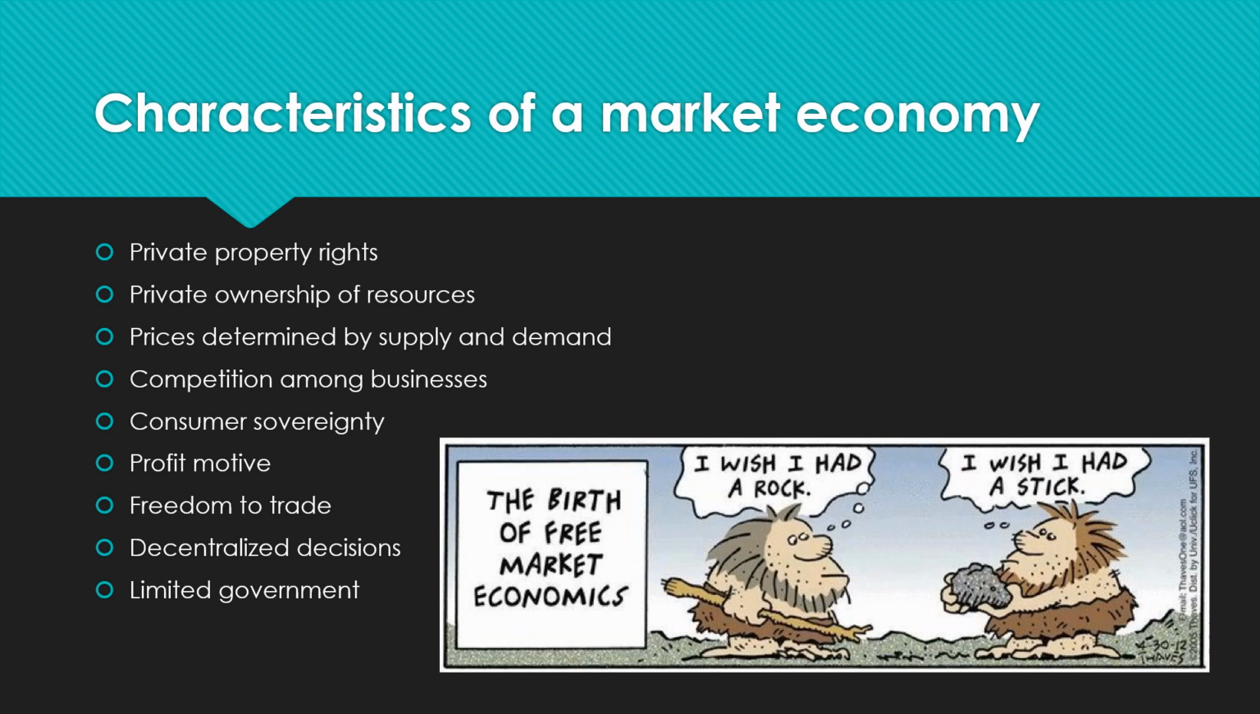We also have a profit motive. So again, if you create something and people want it, you are able to make money. And that is the main goal of businesses, is to make money. And so that is a main characteristic as well.